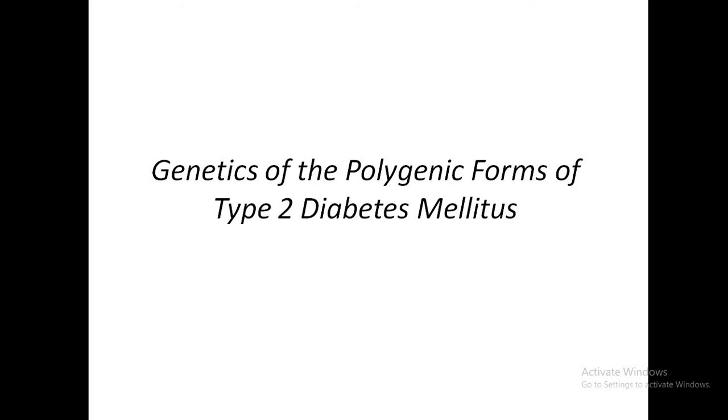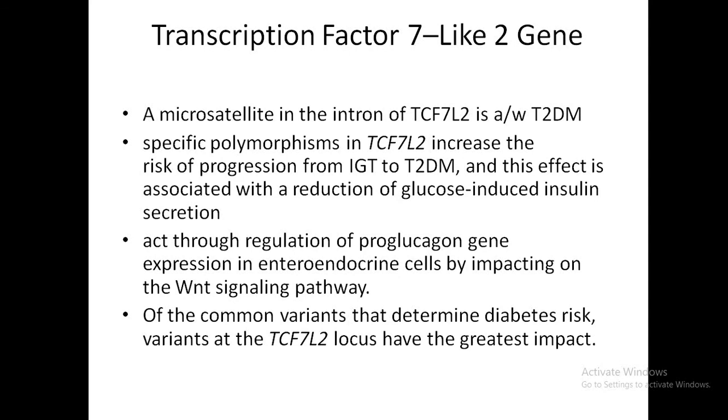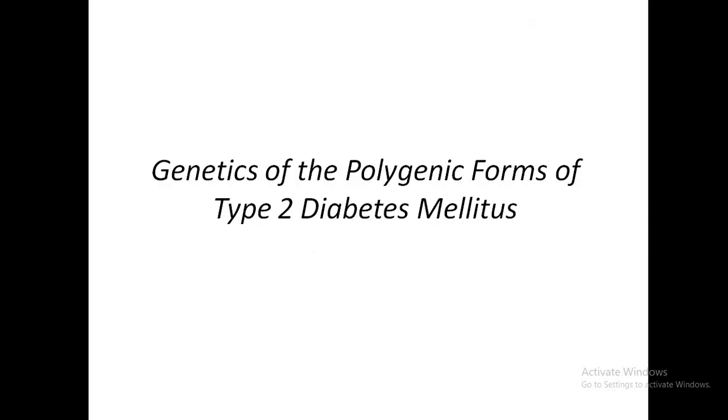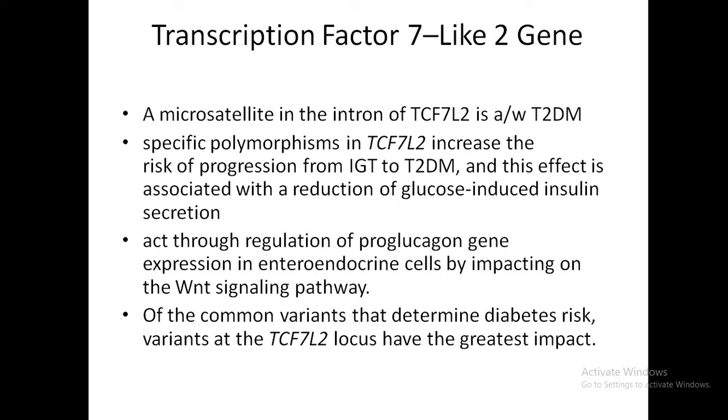Now let's discuss the genetics of polygenic forms. I will go through the various genes implicated in the polygenic forms. With that, this topic will be over. The most important gene is transcription factor 7 like 2, otherwise called the TCF7L2 gene.